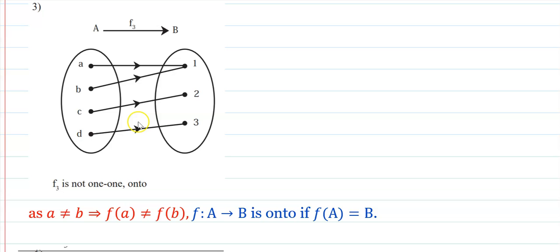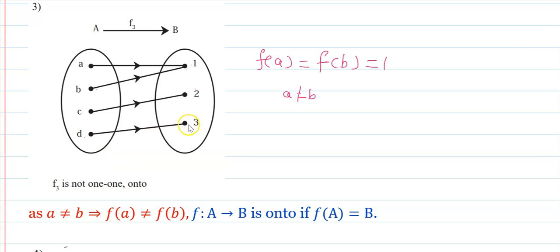Now the next, f3. Here the image of A is 1 and the image of B is 1. It means f(A) is equal to f(B). f(A) means the image of A is equal to the image of B. Both of their images are 1, so what we would need is A equals B, but A equals B is not possible, and hence this given function is not 1-1. But all the elements of B are the images of some elements in A. They have pre-images in A.